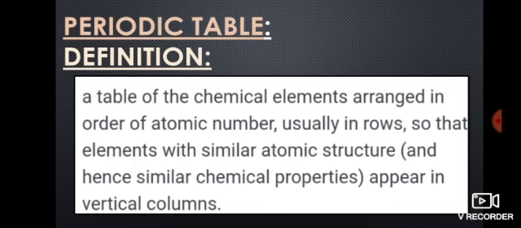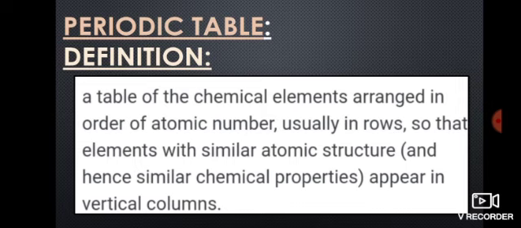In simple words, we can say that the periodic table is a type of table in which the elements are arranged on the basis of their atomic number, from lower atomic number to higher atomic number. It starts from the left side, the top element hydrogen, which is placed at the top left and has atomic number 1. So the periodic table also starts from hydrogen, atomic number 1.